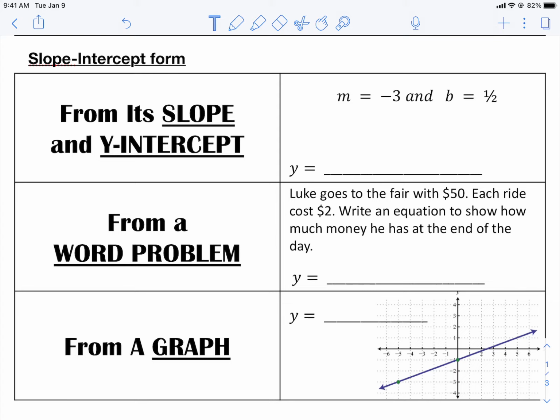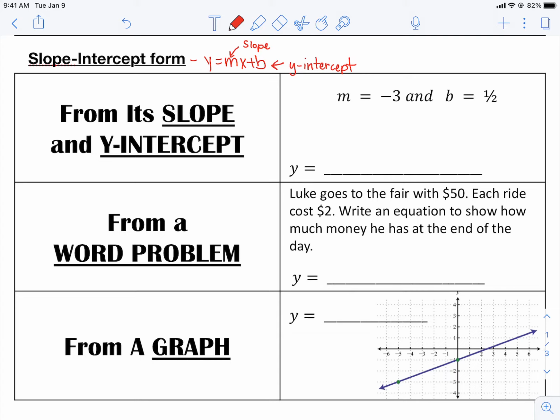Today we're going to be talking about slope-intercept form and how to write equations in that form. So remember that slope-intercept form is y equals mx plus b. Okay, m is our slope, b is our y-intercept. So we're going to start with writing the equation from its slope and its y-intercept.